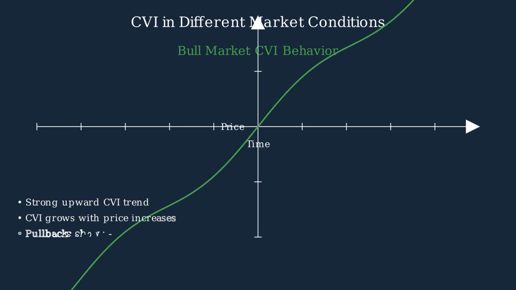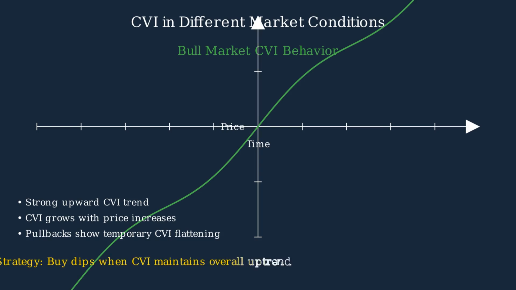Notice how CVI maintains its upward bias even during minor price pullbacks. Temporary flattening in CVI often indicates brief consolidations before the trend resumes. The optimal trading strategy in bull markets is to buy dips when the overall CVI trend remains upward.